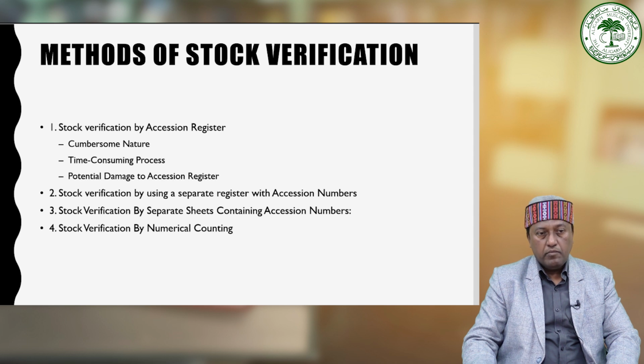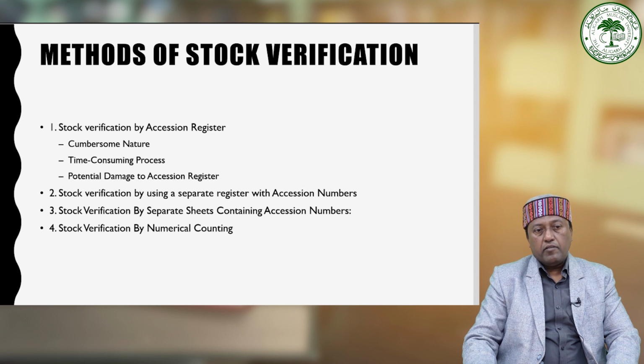This is quite cumbersome. Every time you have to carry the accession register, and accession register is a unique record which a library possesses, and it also leads to the mutilation of the accession register. And if you are frequently mutilating, or every year you are trying to practice the same thing, it will spoil your very important record of the library.